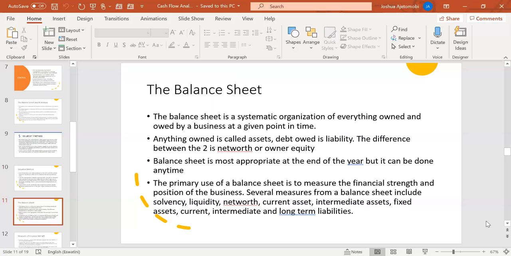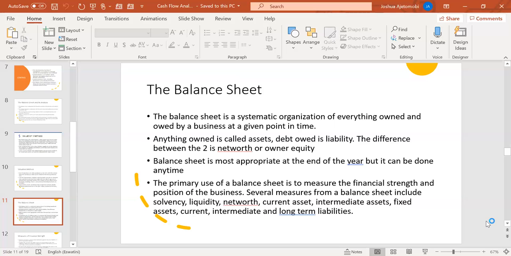So now your balance sheet depends on the inventory that you have taken. That is the essence of taking the inventory: to use it to prepare your balance sheet. The balance sheet is a systematic organization of everything owned and held by the business at a given point in time. So whatever belongs to you or you are owing someone in terms of debt would have been covered in your inventory. So you will now organize the valuation of the inventory into what is called a balance sheet. In layman language, anything owned by you is your asset, and whatever you are owing others is a liability. The difference between your assets and your debts is your net worth, or what we normally call owner equity.